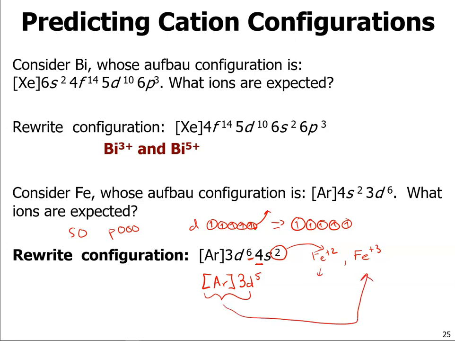The iron plus 2 would be argon 4s0 3d6. So these are two of where the electrons would be located for a plus 2 or a plus 3 iron, which are the most common forms of iron.